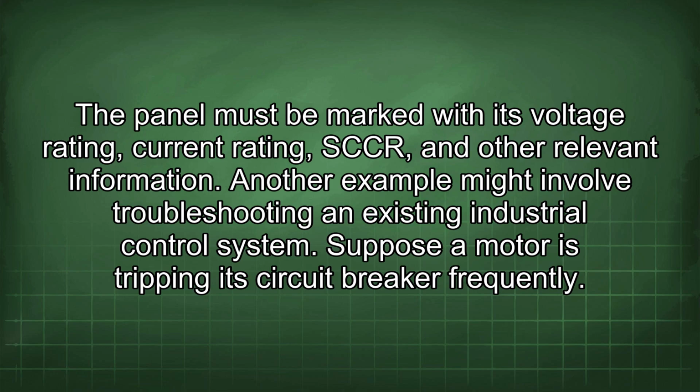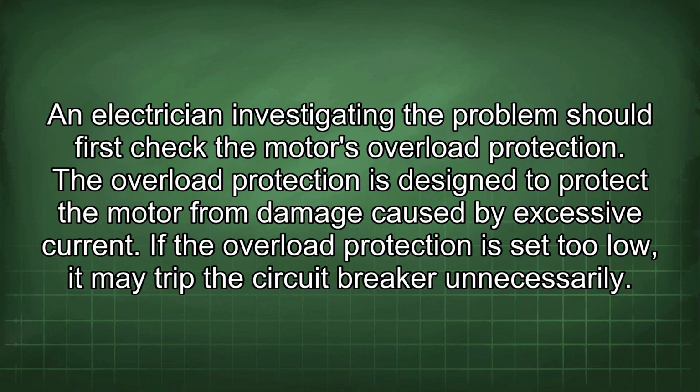Another example might involve troubleshooting an existing industrial control system. Suppose a motor is tripping its circuit breaker frequently. An electrician investigating the problem should first check the motor's overload protection. The overload protection is designed to protect the motor from damage caused by excessive current. If the overload protection is set too low, it may trip the circuit breaker unnecessarily.